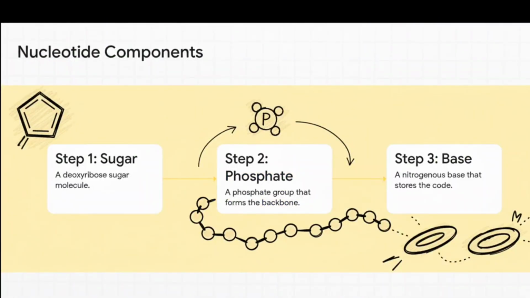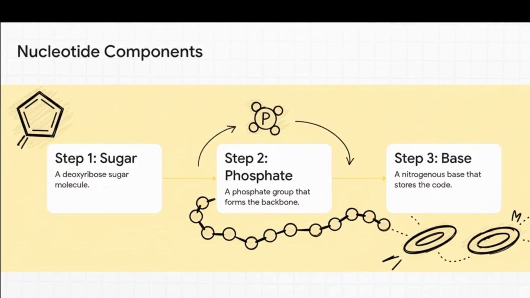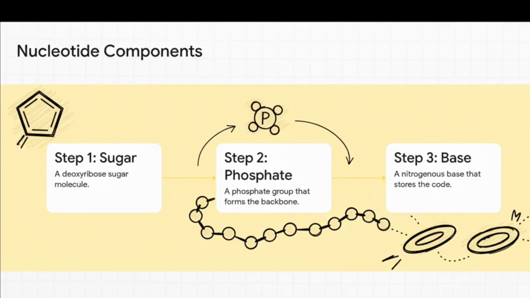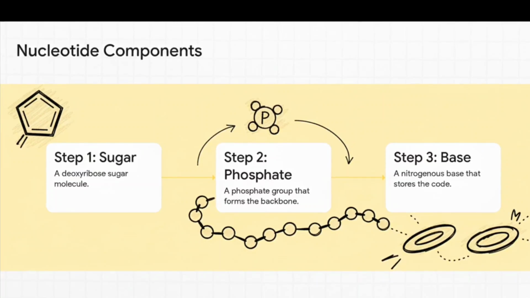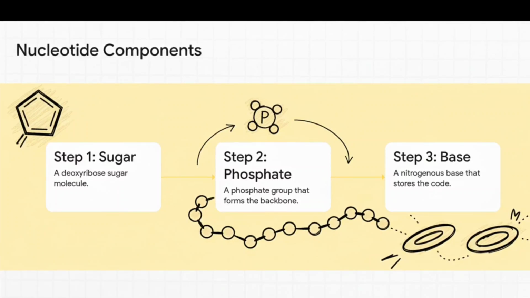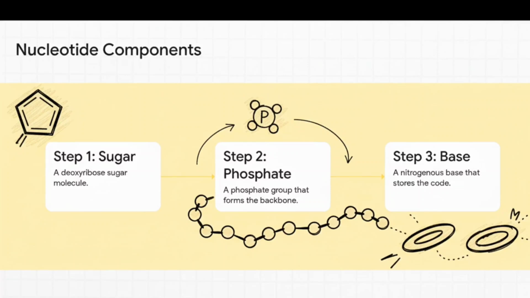So every single one of these nucleotides has three distinct components. First up, you've got a sugar, and it's called deoxyribose. Then there's a phosphate group. Now these two parts, the sugar and the phosphate, link up over and over again to form the long backbone of the DNA strand. But the third part, well, that's the star of the show, a nitrogenous base. This is where the actual information, the code itself, is stored.